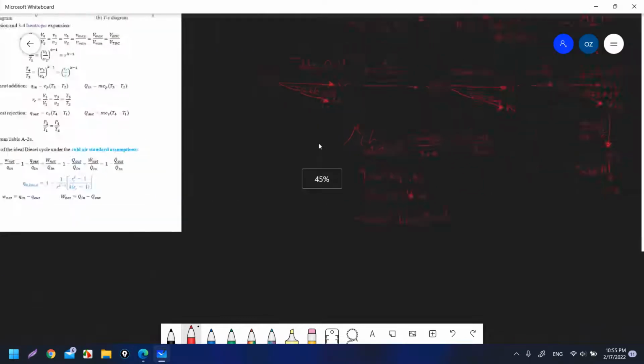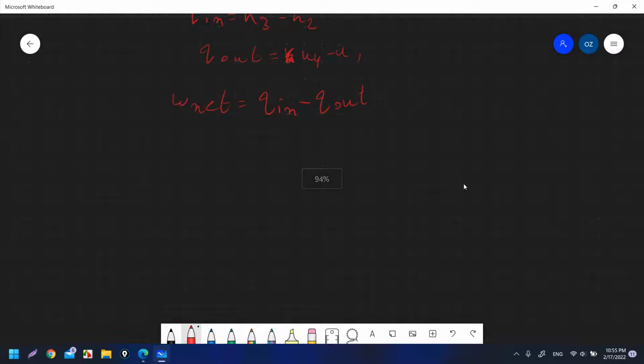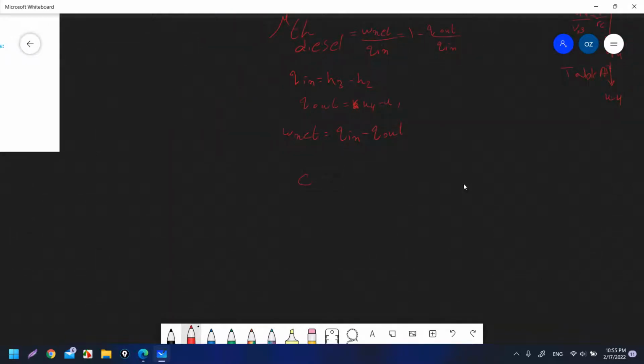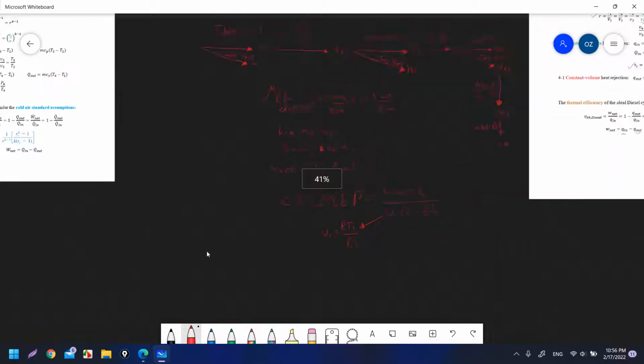The mean effective pressure, we saw it in the diesel cycle for part C. The mean effective pressure is equal to W net over V1 times (1 minus 1 over r). And for V1, I can find it using the ideal gas law. As usual, V1 is equal to R T1 over P1. Okay, R is 0.287.